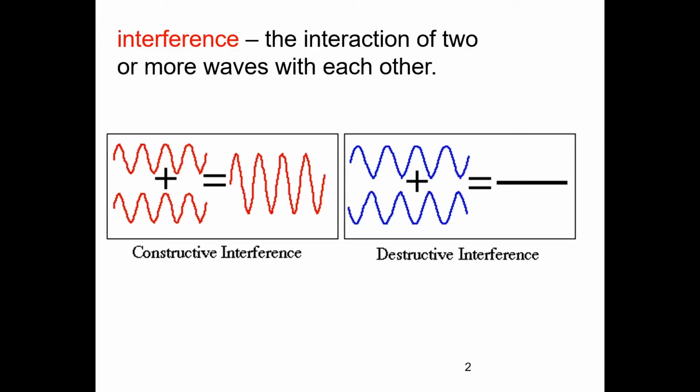Back in the unit on waves, we defined interference as when two waves wind up at the same place at the same time. They interfere with each other. And they could do this constructively, where the amplitudes combine, or destructively, where the amplitudes also combined but were reduced.